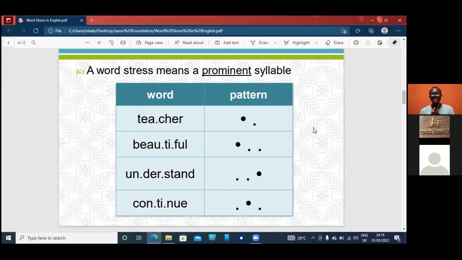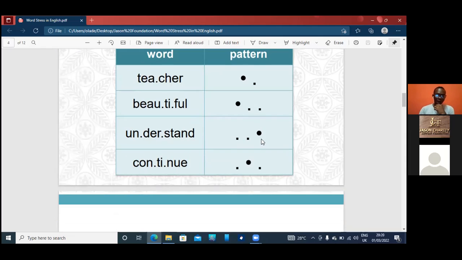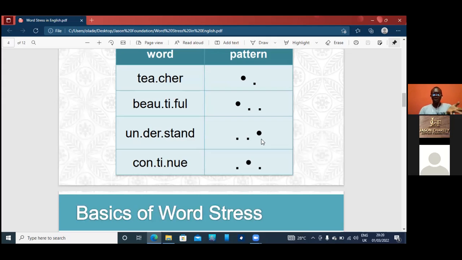Some will tell you that the main stand under could be a prefix. So any prefix cannot take a stress, and a suffix can also not take what? Stress. What can take stress is the root word, the most important syllable in a word, especially the root word, the word that can stand on its own. So you understand, the stress is on the third syllable, because under will be taken as what? A prefix. All right, in continue, you have the stress on the second syllable.